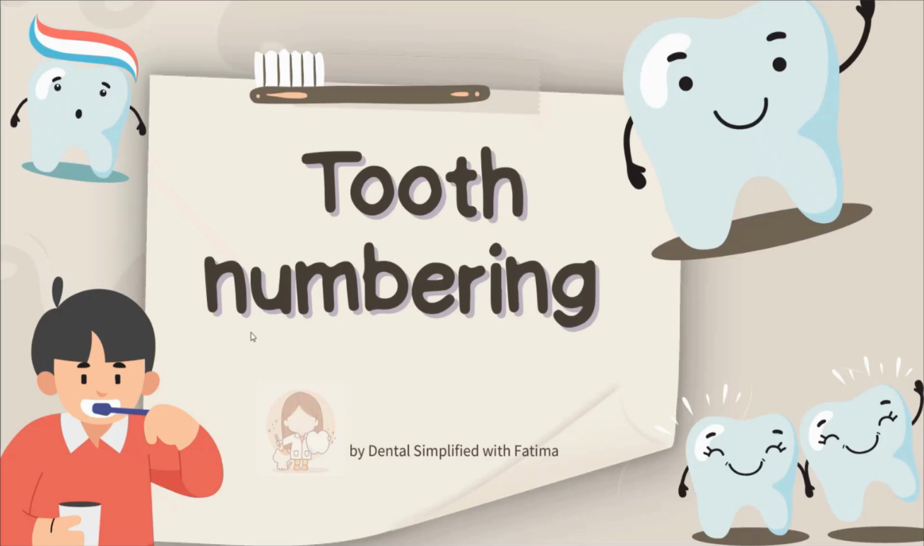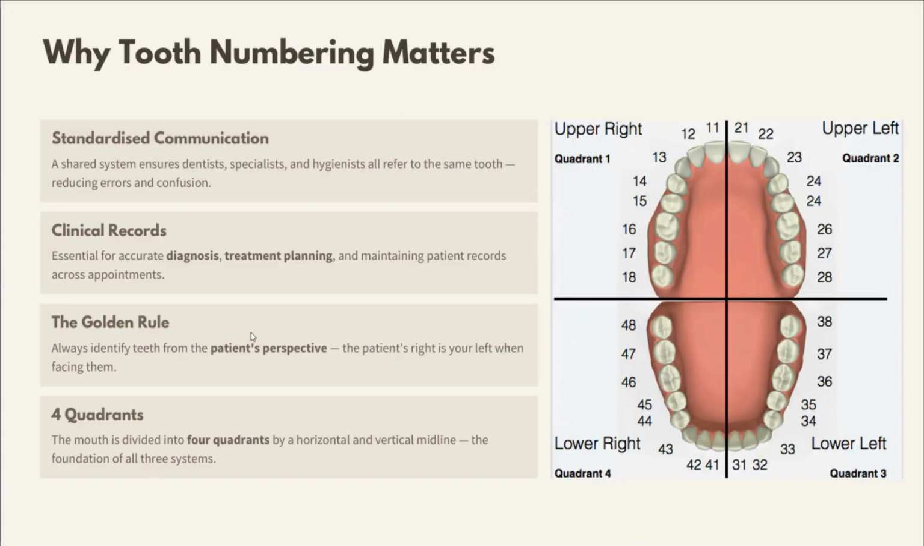So now before we jump into the systems, let's quickly understand why tooth numbering even matters. Basically it's all about communication. When a dentist says a tooth number, every other dentist should understand exactly which tooth they're talking about. This helps to avoid mistakes in diagnosis and treatment, and is also very important for maintaining proper clinical records.